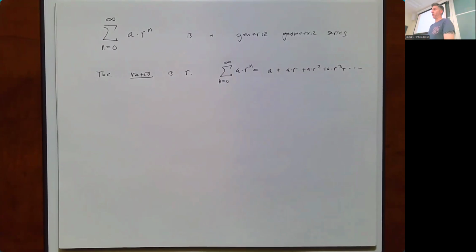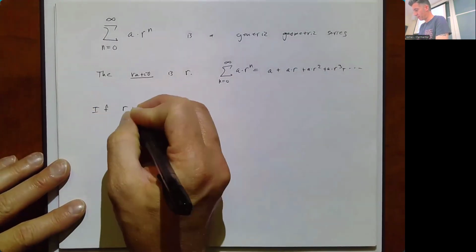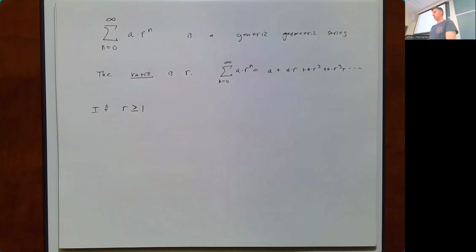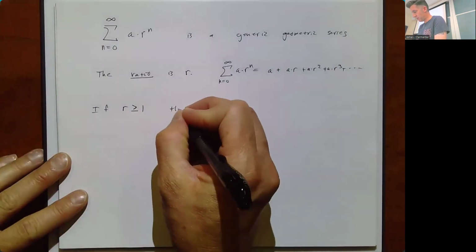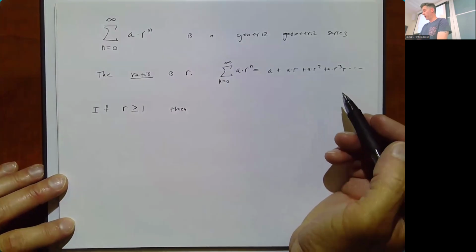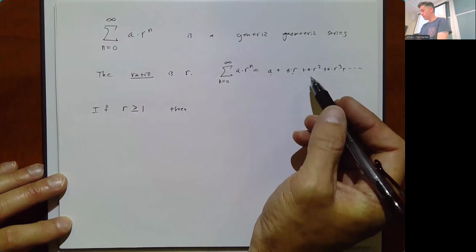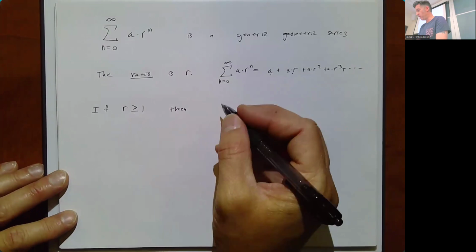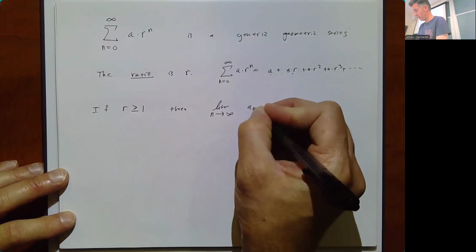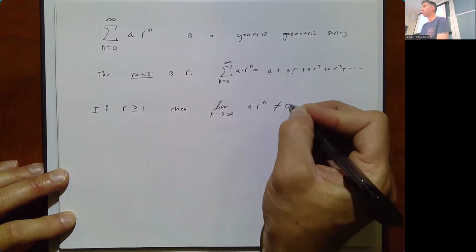So let's talk about what r could be that would make this converge or diverge. If r is bigger than or equal to 1, then these terms are going to get larger and larger, or at least not get smaller. You'll have a plus a times a number bigger than or equal to 1 plus a times another number bigger than or equal to 1. So if r is bigger than or equal to 1, we could use the nth term test and say that the limit as n goes to infinity of a times r to the n is certainly not going to be 0.